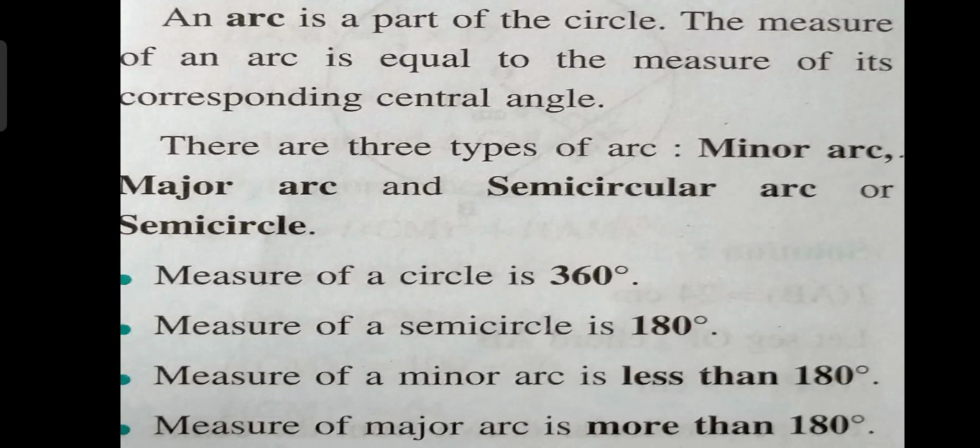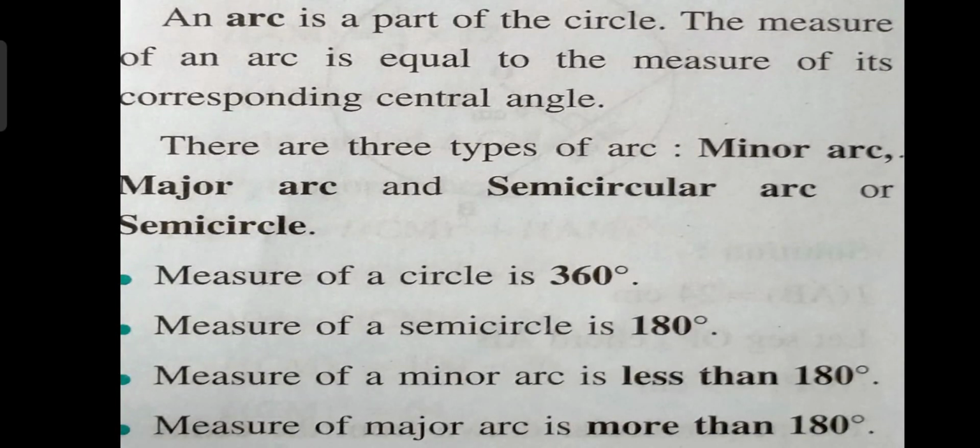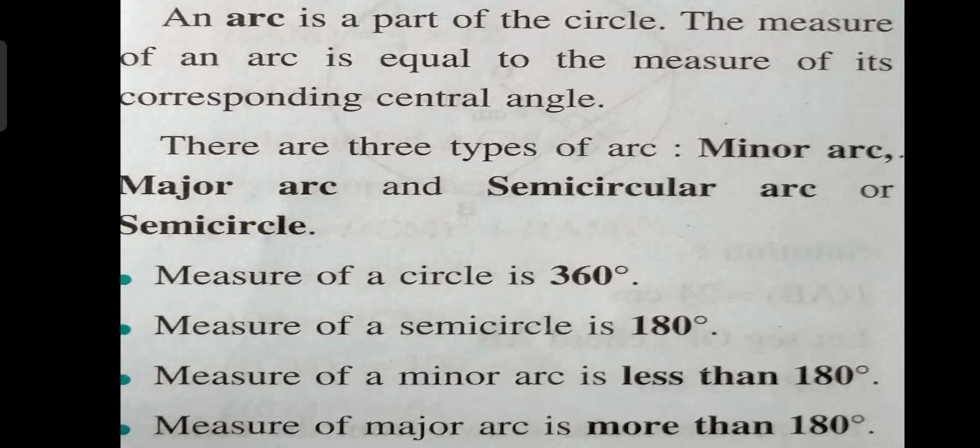There are three types of arcs. That is a minor arc. Minor means a smaller arc. Major is known as the bigger arc, and then the semicircular arc or semicircle. Here a semicircle is also an arc, and as the name suggests, semi means half the circle.